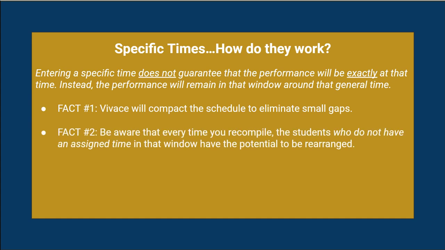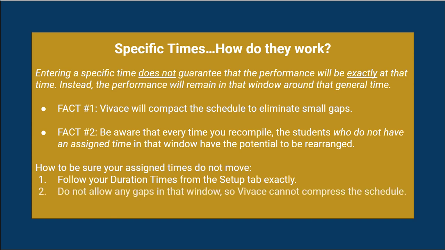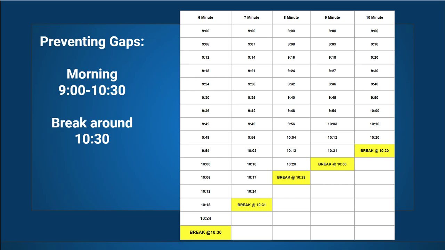Every time you recompile, the students who do not have an assigned time have the potential to be rearranged within their assigned time window. So how can you be sure that your assigned times do not move? Follow your duration times from the Setup tab exactly. Do not allow any gaps in that window so the program cannot compress the schedule, and every event then must be assigned a time.